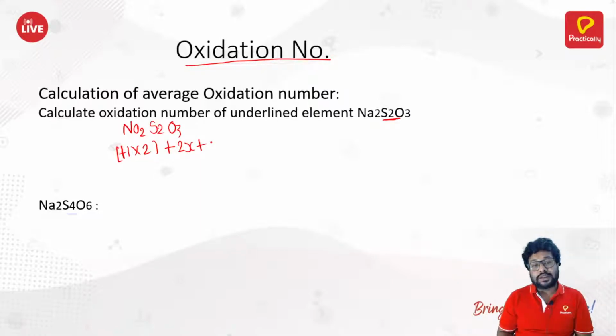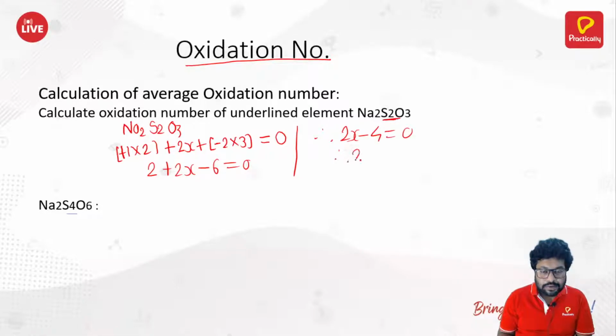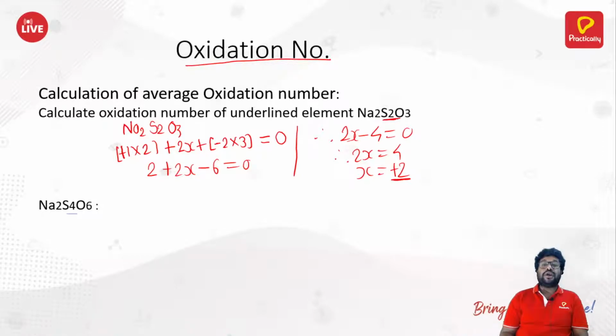Then you have 3 oxygen atoms. Each oxygen atom has a minus 2. Minus 2 into 3 is equal to the charge. What is the charge? Do you see any charge here? No, right? That means the charge has to be 0. So you get 2 plus 2x minus 6 is equal to 0. Therefore, 2x, 2 minus 6, minus 4, is equal to 0. Therefore, 2x is equal to 4 and x is equal to plus 2. So that is the oxidation state of your sulfur.